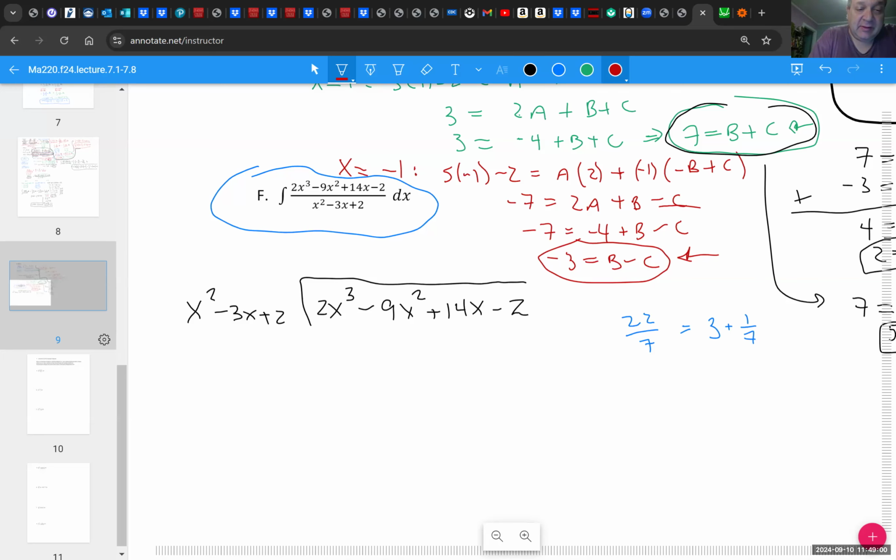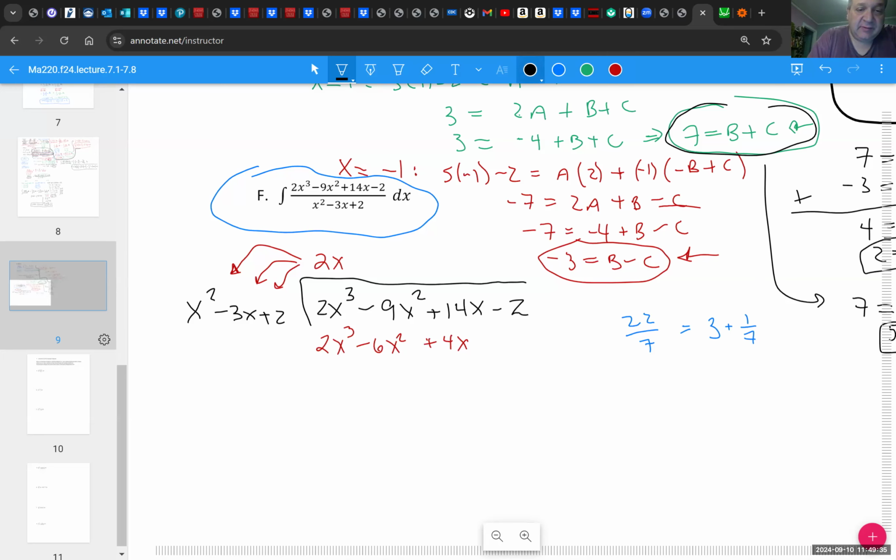You basically focus on the first thing. So what do I multiply x squared by to get 2x cubed? And the answer is I multiply by 2x. 2x times x squared is going to get rid of 2x cubed. But of course, I can't just multiply one thing. I have to multiply everything, right? So I have to multiply 2x times all those guys. That's going to give me 2x cubed, minus 3x times 2x is minus 6x squared, 2x times positive 2 is plus 4x.